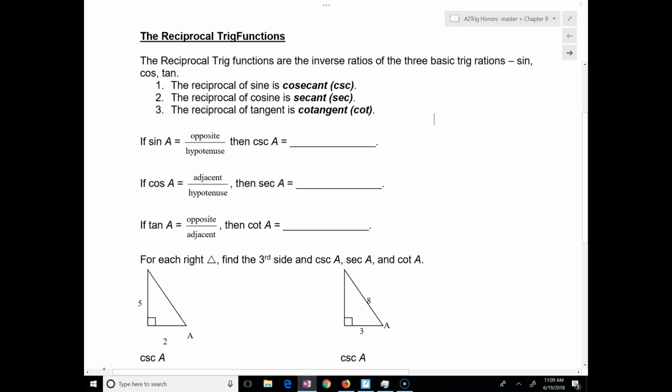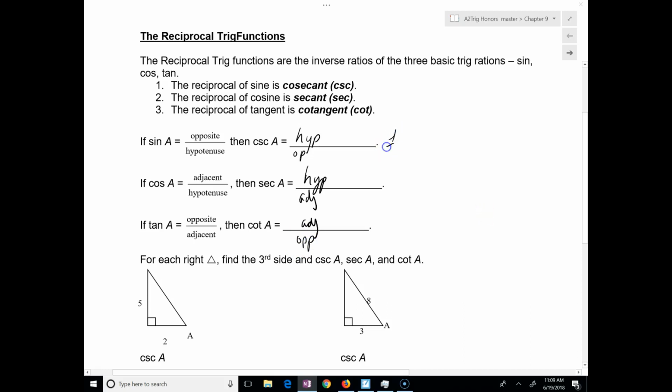Okay. Again, there'll be an angle, so the cosecant of an angle, the secant of an angle, the cotangent of an angle. Now here's the nice thing. If you look at the sine, if it's opposite over hypotenuse, then cosecant is hypotenuse over opposite. Okay. Cosine is adjacent over hypotenuse, so secant is hypotenuse over adjacent. And similarly, cotangent will be adjacent over the opposite.